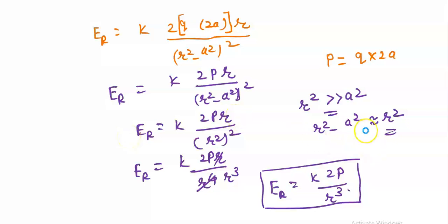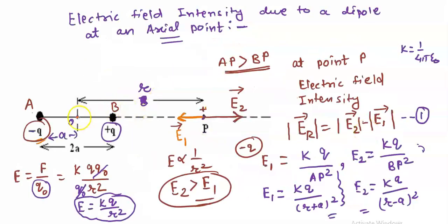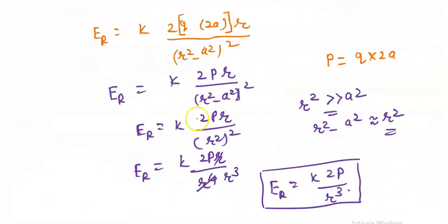Also, if we are talking about its direction, see, E2 is greater, so its direction will be in this direction, that is along OP. So we further write here that the direction will be along OP. So this is the expression for electric field intensity due to an electric dipole at an axial point of it. I hope this is clear.